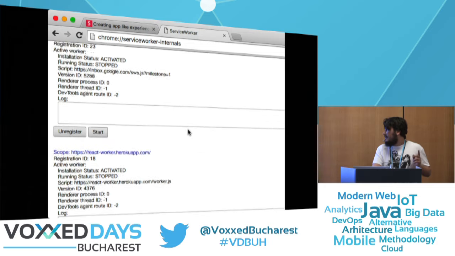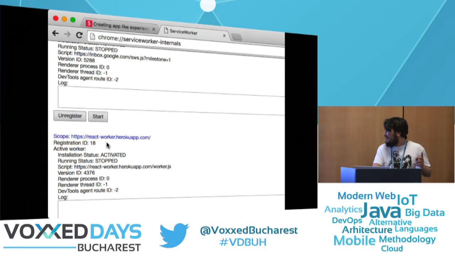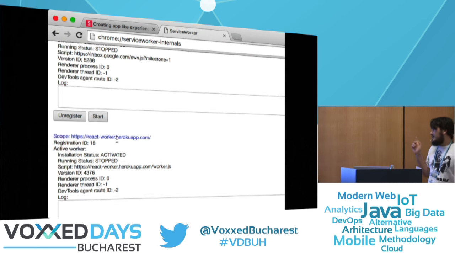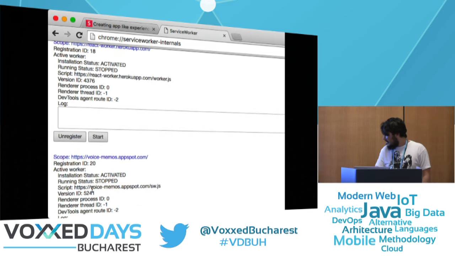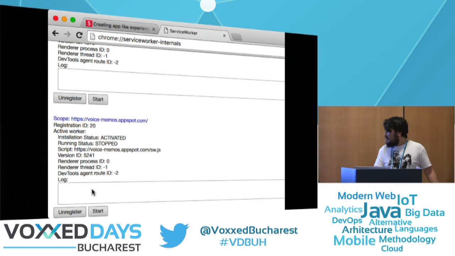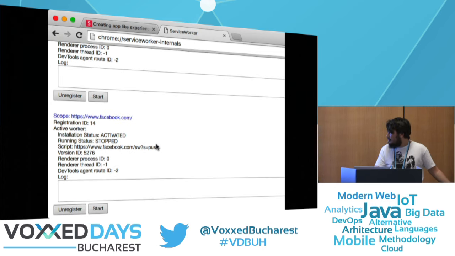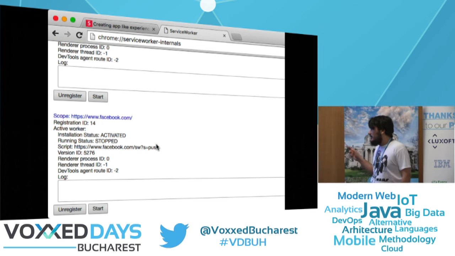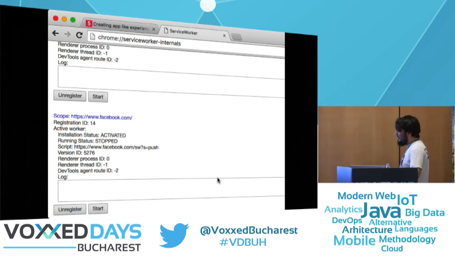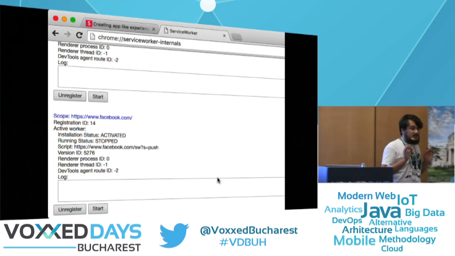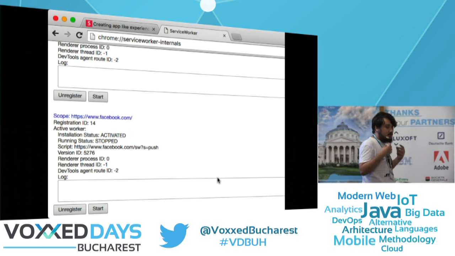I have a demo from React Worker, which is the project that I mentioned that tries to render React inside of a service worker. Voice Memos, which is the app that I had screenshots of in the slides, and Facebook.com, where push notifications come from. And you can actually inspect these. You can go inside of the service worker, but not from here, from DevTools. And you can debug it as you would a normal JavaScript file.